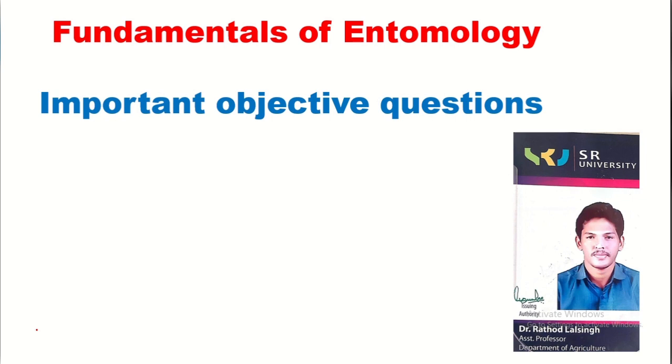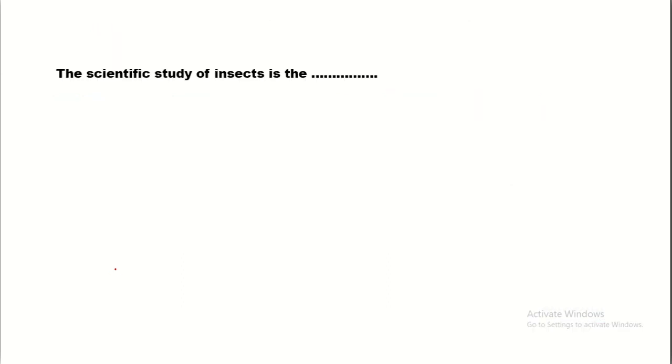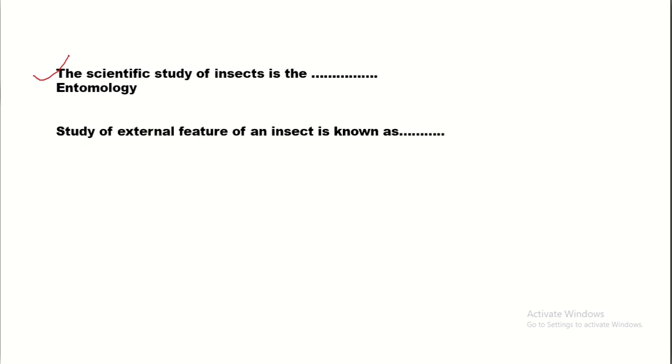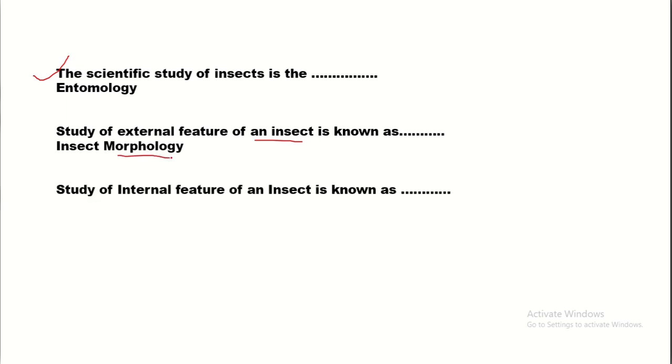In this session, we are going to discuss important objective questions from the Fundamentals of Entomology course. The scientific study of insects is entomology. Study of external features of an insect is known as insect morphology. Study of internal features of an insect is known as insect anatomy.